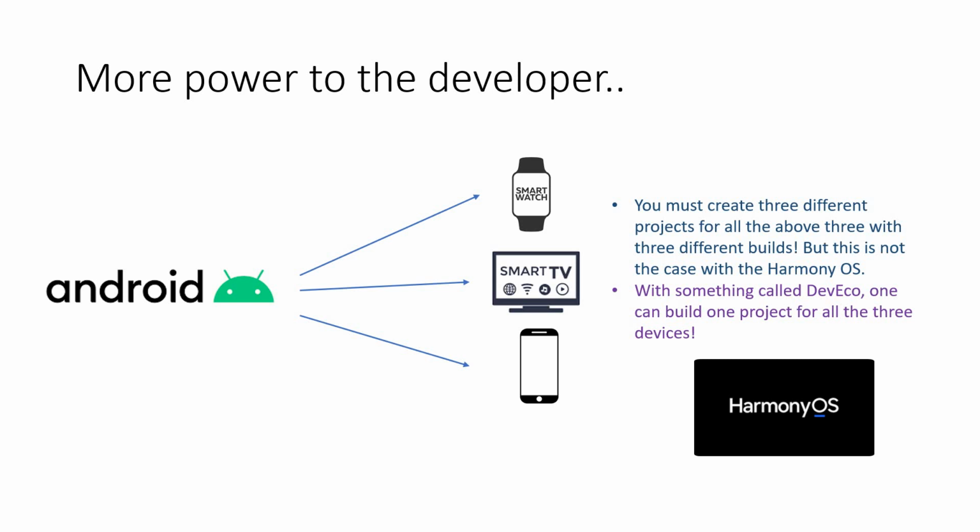Well, it's going to give more power to the developer. If you take Android, you are going to create an application, and that application is going to be for smartwatch, smart TV and smartphone. You have to create 3 different builds and 3 different projects essentially. But that's not the case with Harmony OS. We've got something called DevEco, which can help you in just getting one project for all the 3 devices. This is wonderful, right? So you can cater to any number of devices so easily through our system.